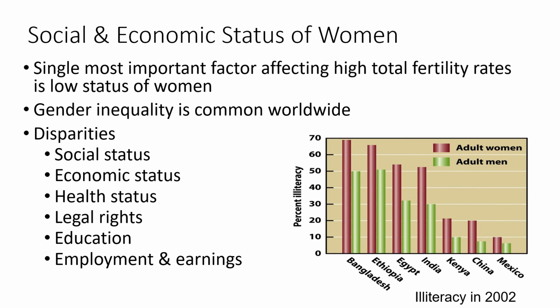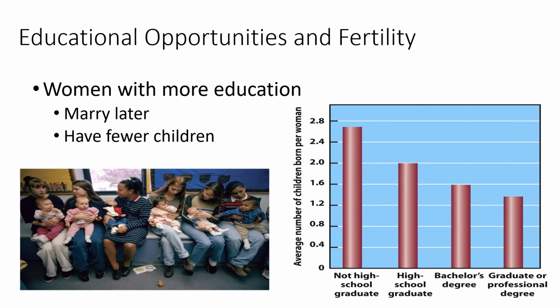And so if you look at the graph here, right, this looks at illiteracy. And so men are much more educated than women, right? This is illiteracy. So women are much more illiterate than men. This is in 2002, but it still holds true today. So educational opportunities are also going to affect fertility. Women with more education are going to marry later and have fewer children. They're going to be educated and want a career.